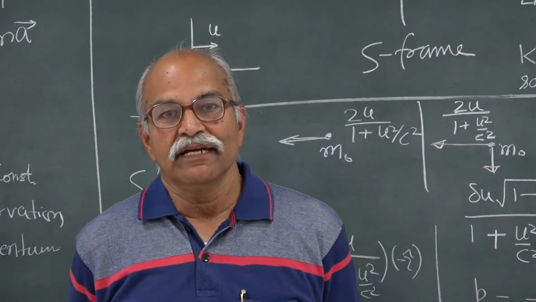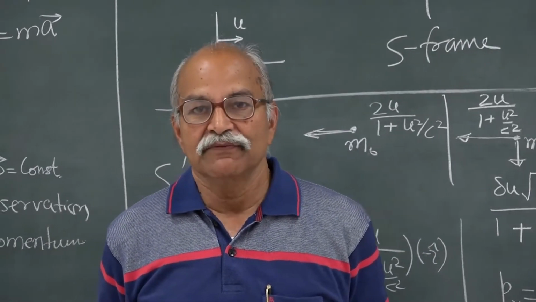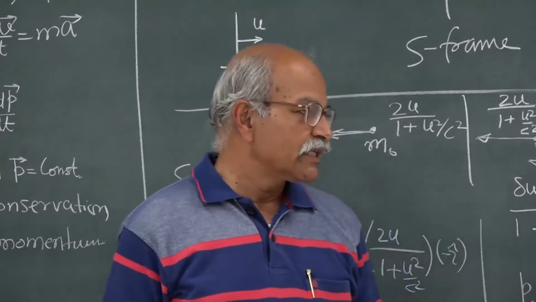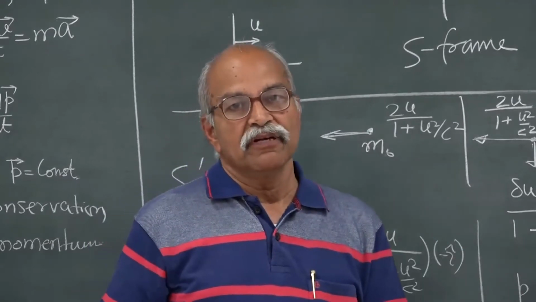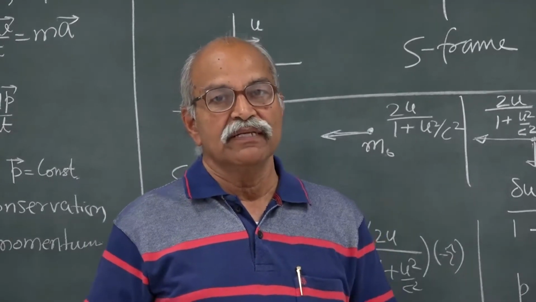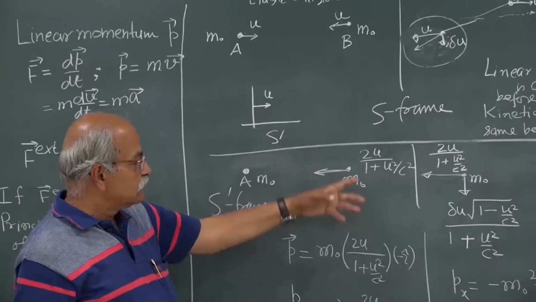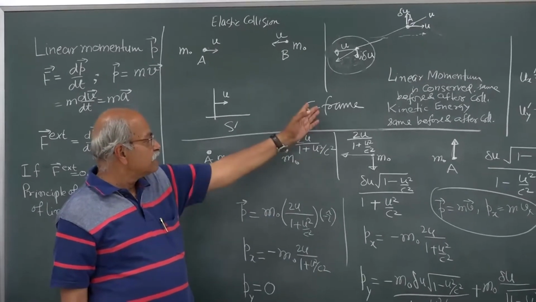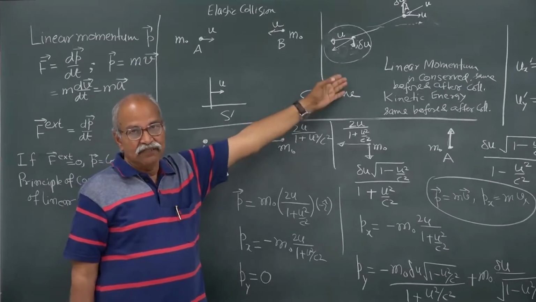So, we had seen that the usual definition p equal to mass times velocity does not work well with Lorentz transformation. We took a simple example of elastic collision between two particles of equal mass, and then we solved all these equations, and we found that in S frame the linear momentum is the same before and after the collision.